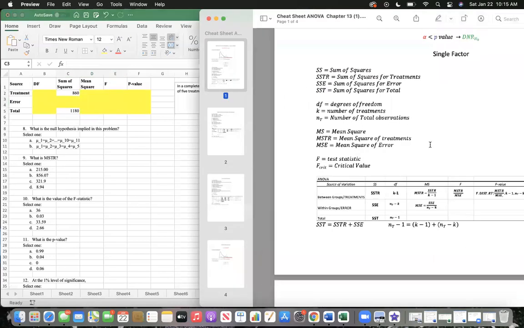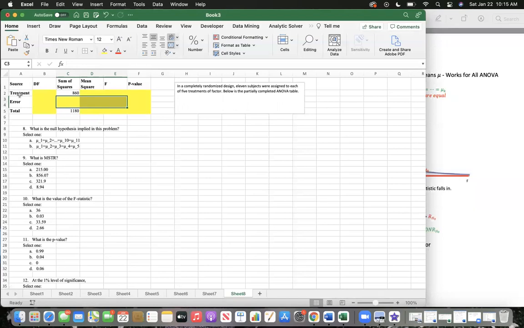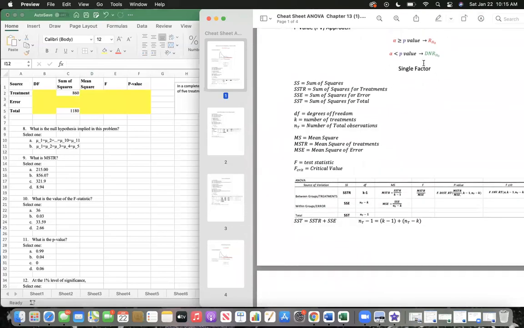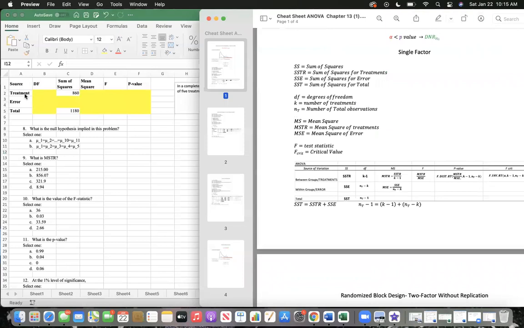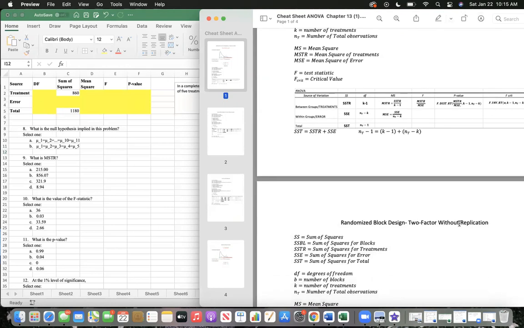All right, so what kind of ANOVA do we have? What I'm going to do is switch over to the cheat sheet, and an easy way to figure this out is to see what this table matches with. So let's look at this single factor. This is a single factor ANOVA. You can see that we have treatments, error, and total. Here we have treatments, error, and total. So I can tell that this is going to be a single factor ANOVA because these match up with these.